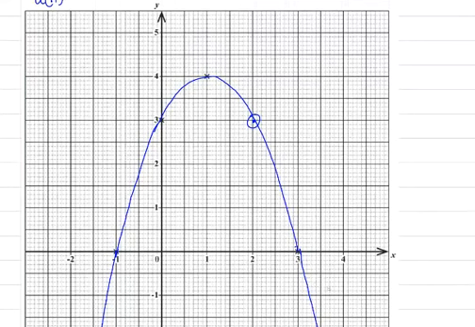So this is the graph of f of x is equal to 3 plus 2x minus x squared. All right. There are some questions on the graph, so let's move straight into the questions.